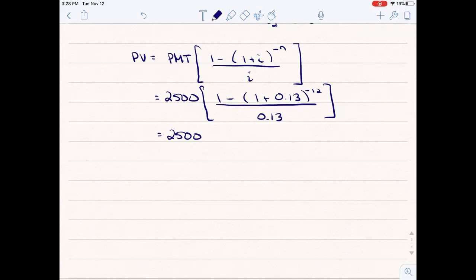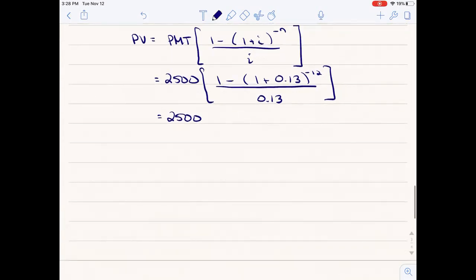1 plus 0.13 to the power of negative 12, 1 minus that, divided by 0.13. I get this, so 2,500 times 5.9176477017. So make sure that you get the same thing.